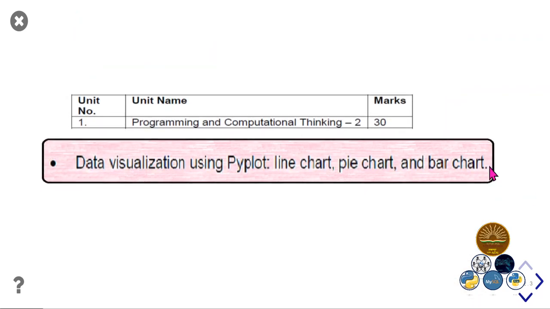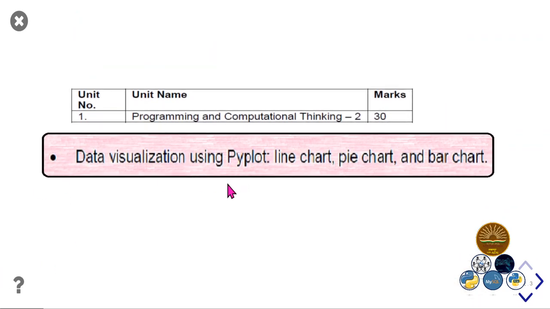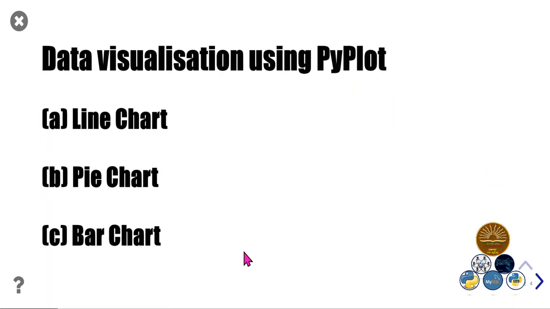Now in this topic, data visualization using pyplot, pyplot is the name of a module in a package, and in your syllabus only three types of charts are there: line chart, pie chart and bar chart. Apart from that, we have also seen questions on the histogram. The histogram is a little more like a bar chart, which we will discuss.